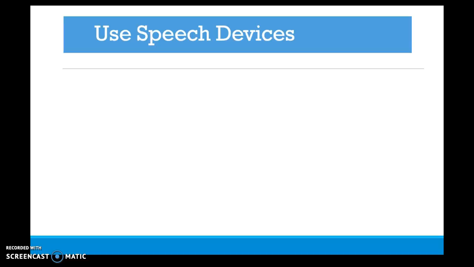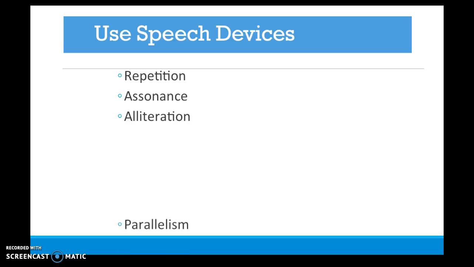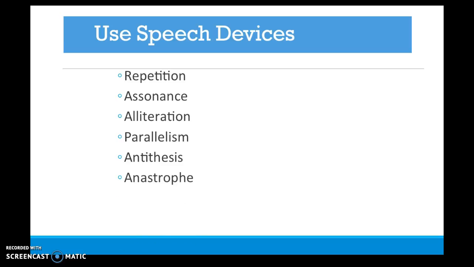Speech devices or schemes are the techniques of manipulating word order, which can help you create distinctive language. The following devices work pretty well with this. Repetition, replicating the same words, phrases, or sentences for emphasis. Assonance, repeating a similar vowel sound. Alliteration, repeating initial consonants in two or more words in close proximity. Parallelism, duplicating the same grammatical patterns more than once. Antithesis is a juxtaposition of contrasting ideas. Probably the most famous antithesis is, ask not what your country can do for you, ask what you can do for your country. And asyndeton, deliberately omitting conjunctions.